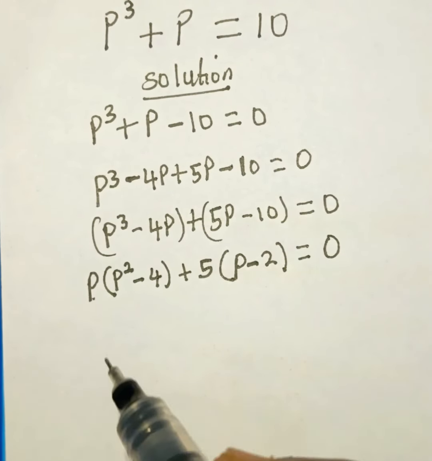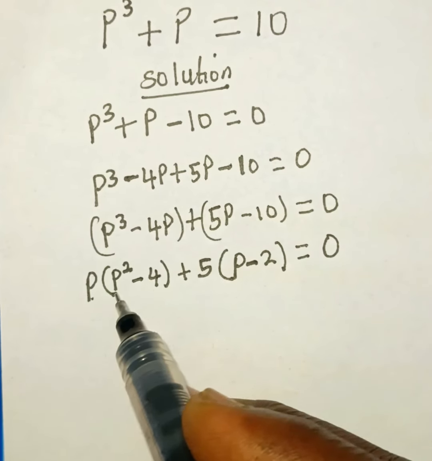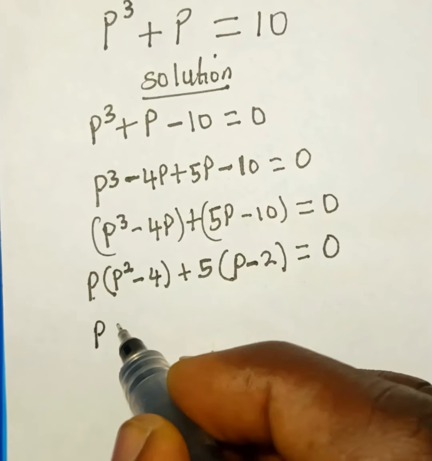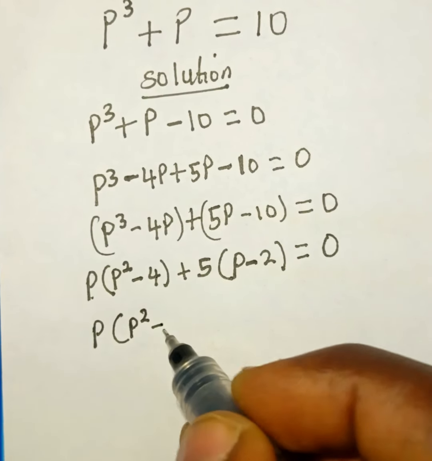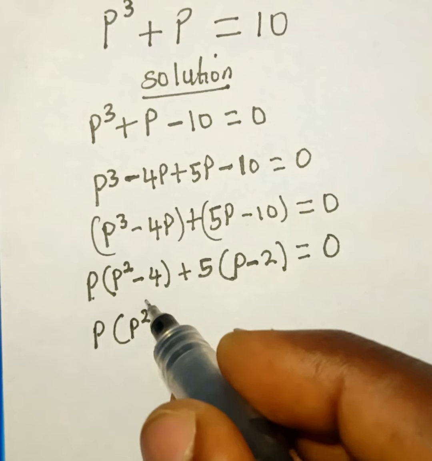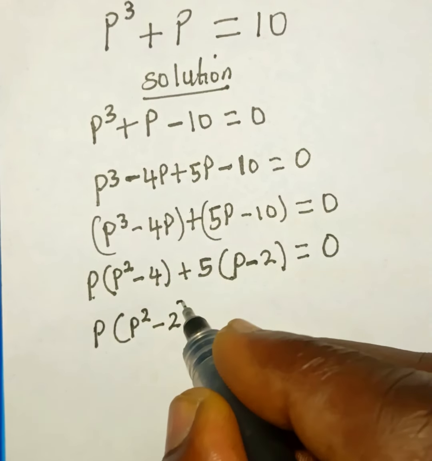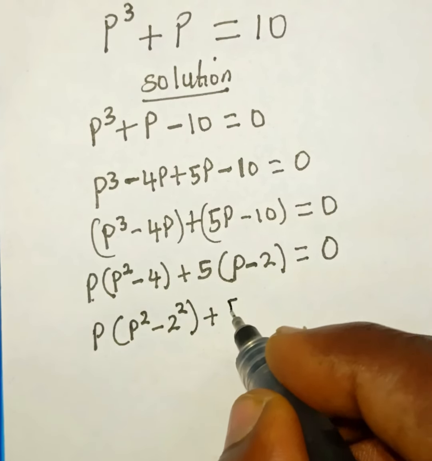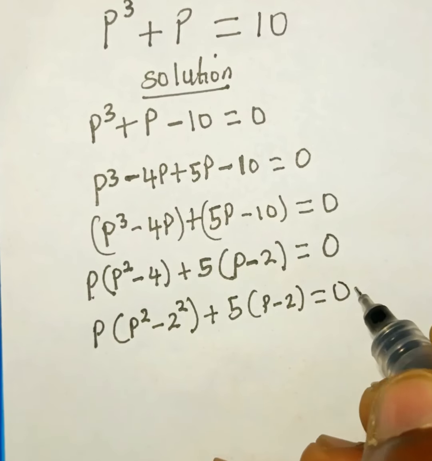The next thing we're going to do, if you look at this first bracket, p to power 2 minus 4, we can change it to a difference of two squares, so that we have p, now open bracket, p to the power of 2 minus 4 in index form to the base of 2. The difference of two squares is going to be 2 raised to the power of 2. This is the same as 4. Then plus 5 into p minus 2, which is going to be equal to 0.